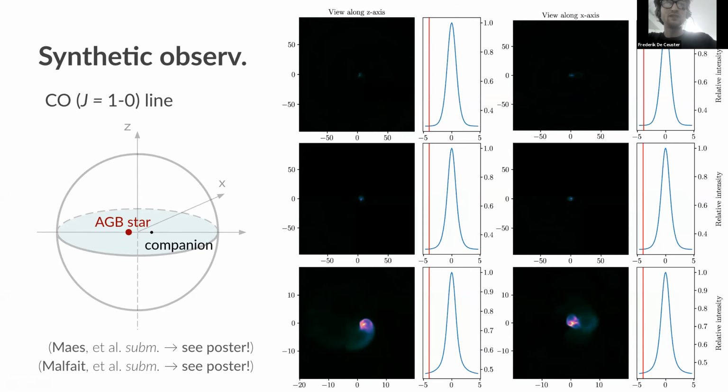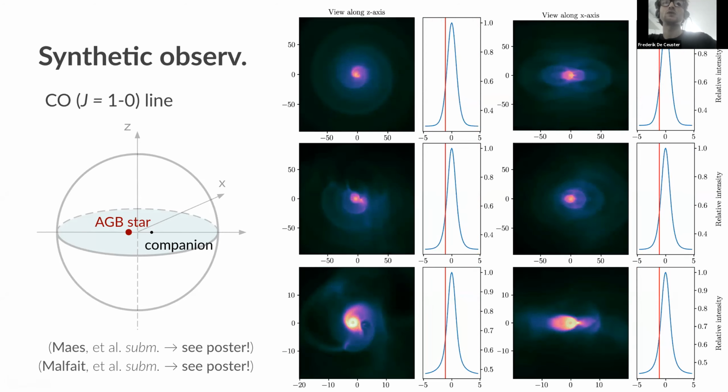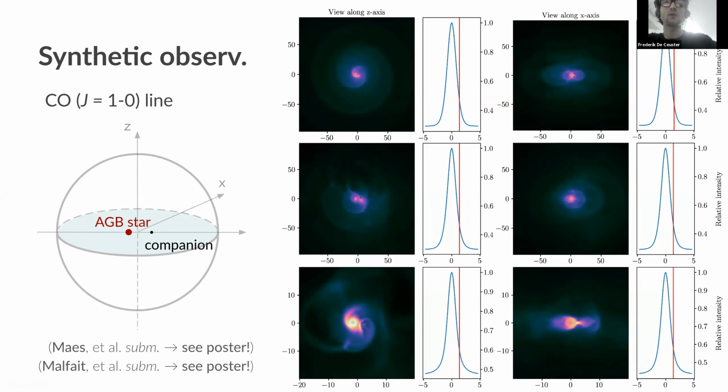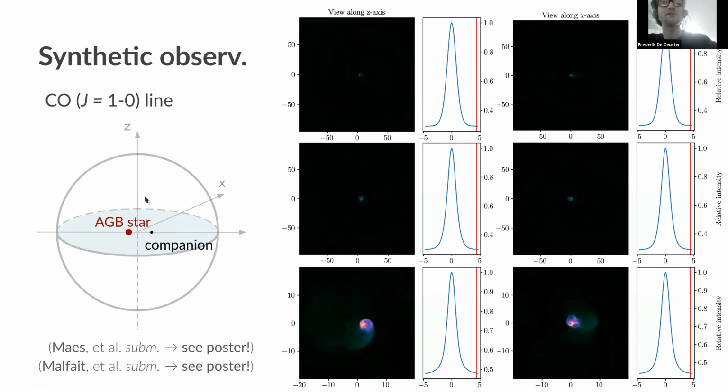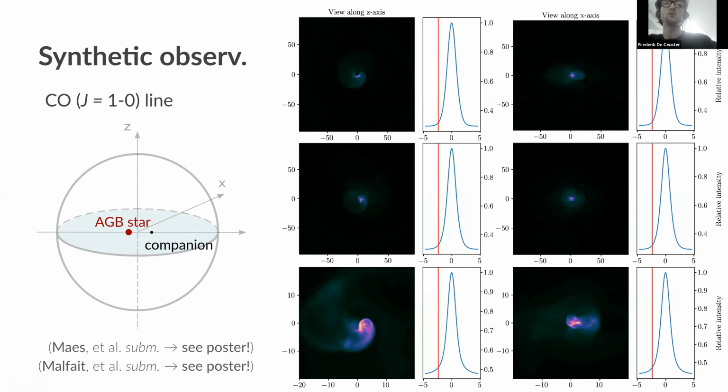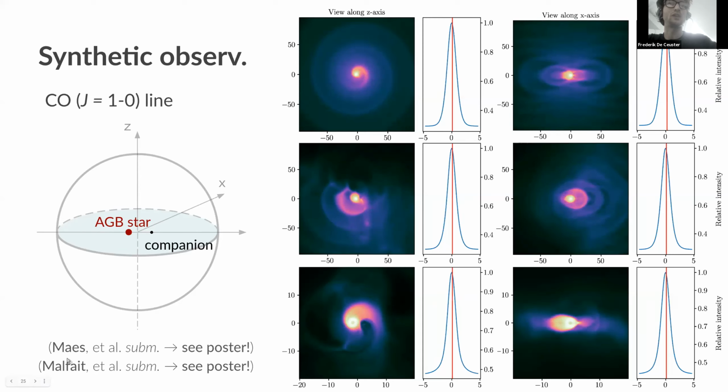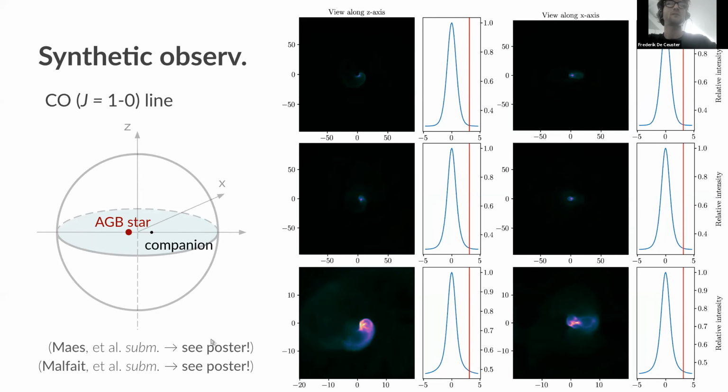So what do we see here exactly? The left column shows the observations along the x-axis, so viewed directly at the orbital plane. And the right column shows the observations along the x-axis, so looking into the orbital plane.